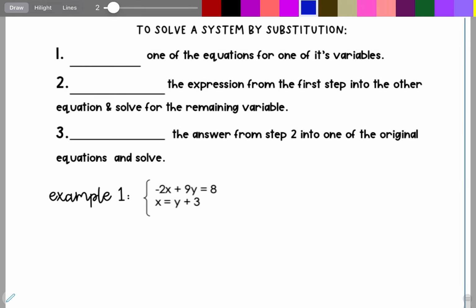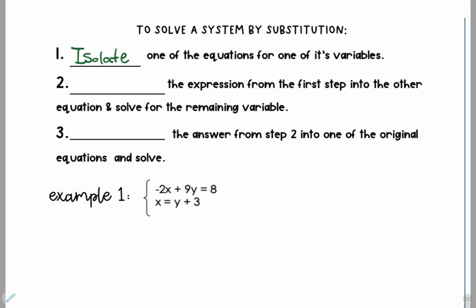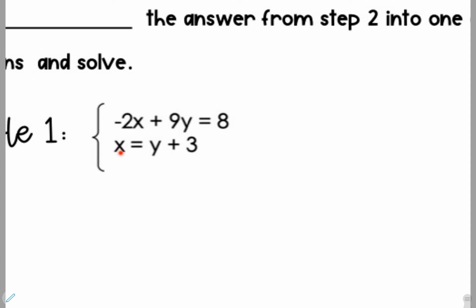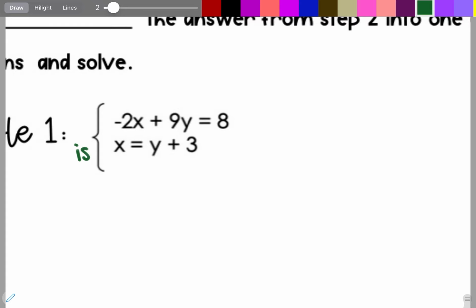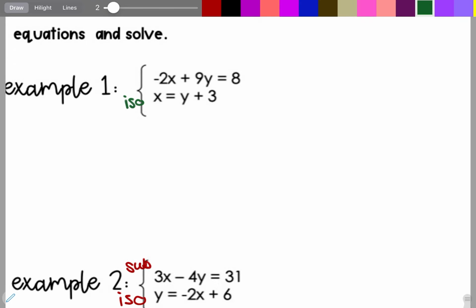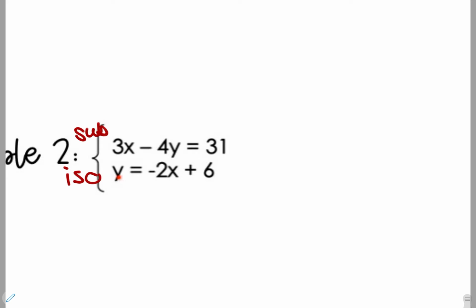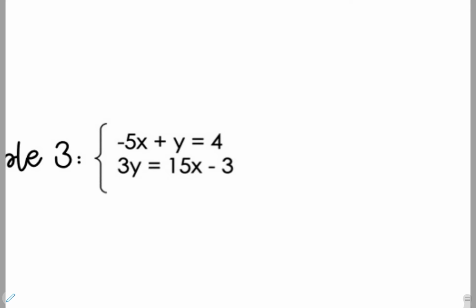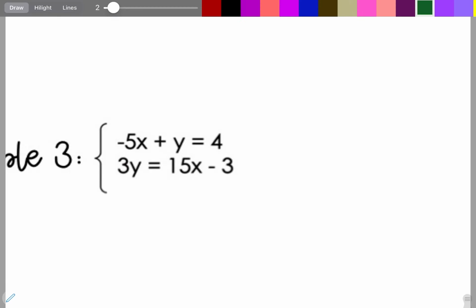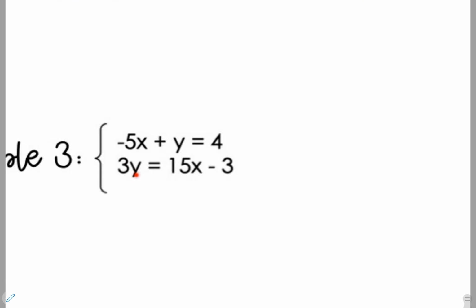So the first thing we want to do is isolate one of our equations for one of its variables. When we say isolate, we're looking at example number 1 right here. You see how x is isolated on one side all by itself. This is going to be my ISO, okay? No work has to be done other than seeing. Same thing here. For example 2, y is isolated right here. So this is going to be my ISO equation. Right here, nothing is isolated just yet, okay? So for example 3, we'll have to do a little bit of work to isolate y right here, okay? That would be the easiest variable to isolate.